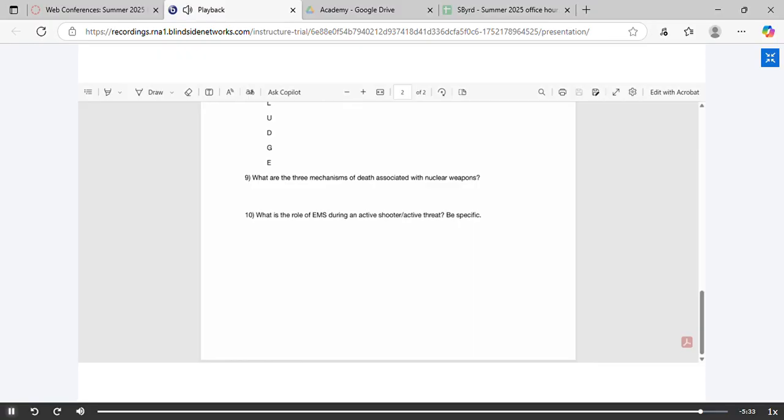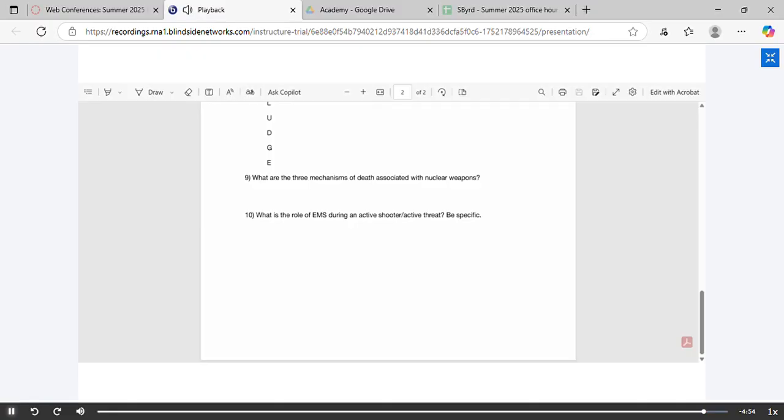Just as a review, remember you had your primary, your secondary, and your tertiary blast injuries. If the first mechanism of death from a nuclear weapon is the blast itself, then just remember those 3 phases of your blast injuries. The primary is from the blast itself. The secondary is from any flying objects that strike you from the blast. And the third is when you are thrown against a stationary object. So just make sure you're good with those blast injuries.